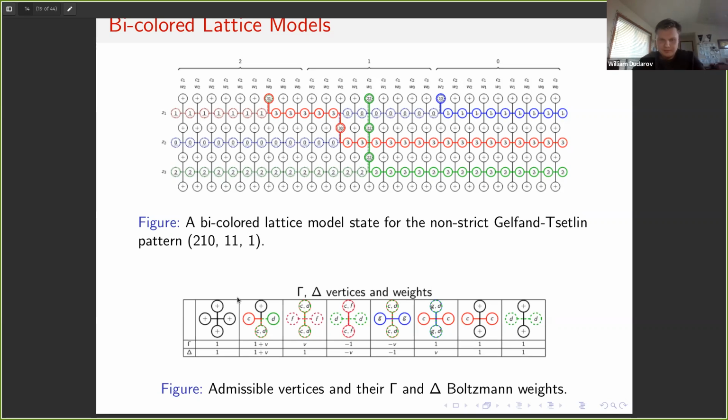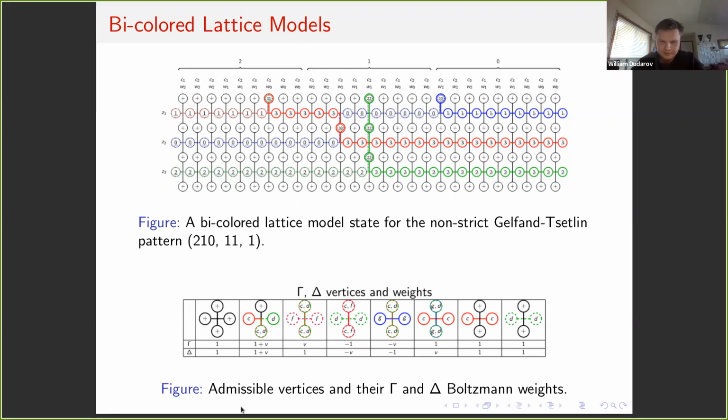There's not enough gamma and delta vertices and stuff to give us partition functions that are metaplectic Iwahori Whittaker functions. So this is the bicolored lattice model, admissible vertices and their Boltzmann weights.